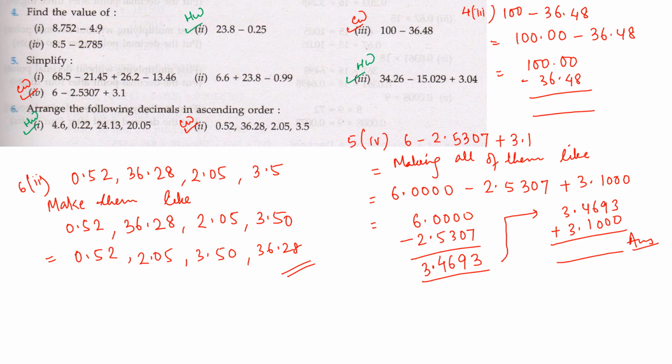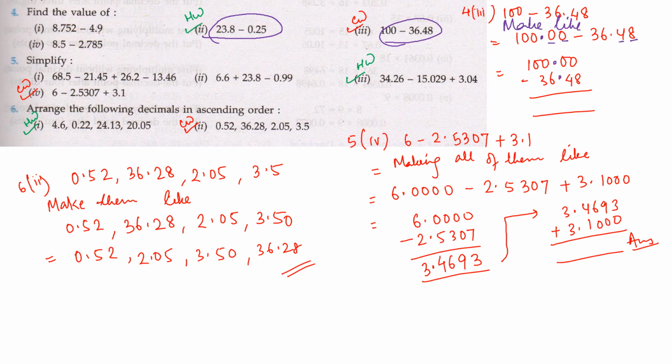Moving on to the next part of the chapter, find the value. So here subtraction, again you have to make them like, so 100 and 36.48. So 100 ko how you will make like? Uske aage you will put a decimal and 2 zeros, because 36.48 has 2 decimal places na. So 100 ko bhi we will do same way. Now you subtract, you'll get the answer.